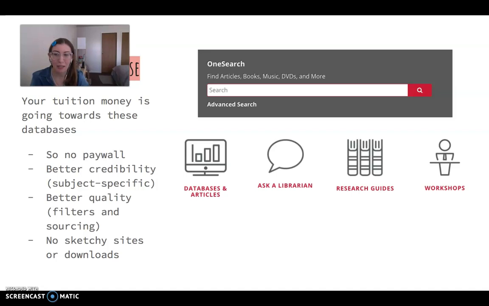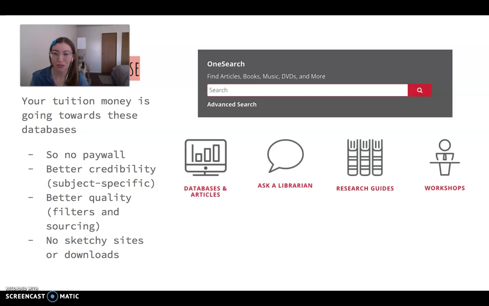The first is that Google Scholar has a paywall, or doesn't filter for paywall, whereas all the databases through the library and OneSearch have no paywall. This just means that in Google Scholar, you might find an article that you really like, you click on it, and then it'll be like, you need to pay $25 for it. Don't pay money for that. You're already paying money for OneSearch.